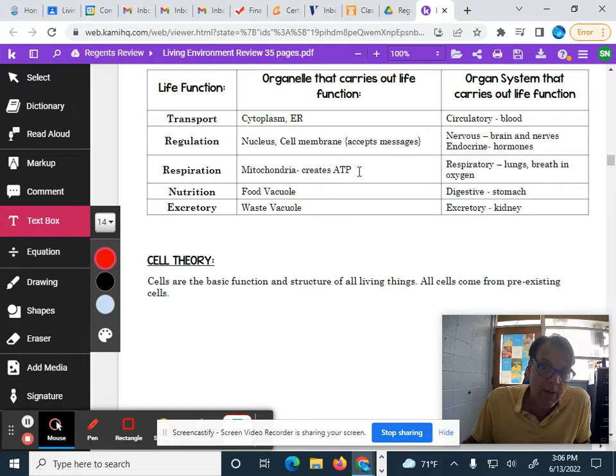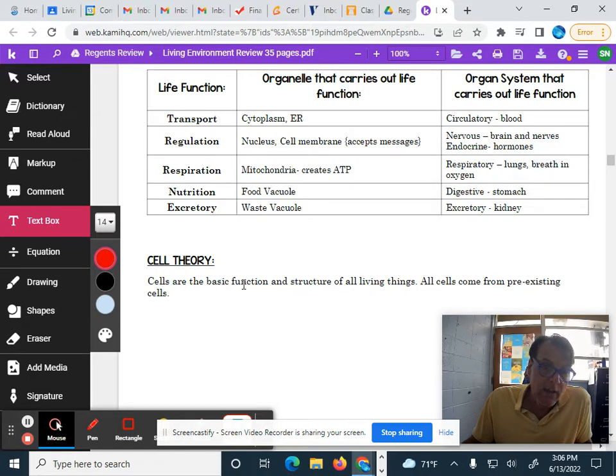Respiration happens in the mitochondria where you create ATP. The respiratory system, lungs, is where you breathe in oxygen to allow it to enter the body to be able to go to the cells. You also excrete carbon dioxide. Food vacuole is like digestion. A food vacuole digests things for the cell. Your digestive system digests materials and makes them smaller so they can get to the cells. Excretory system, a waste vacuole. Your excretory system in your body is the kidneys, which gets rid of waste for all the cells.